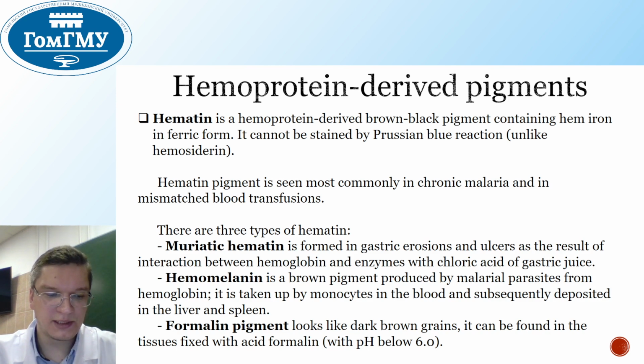There are three types of hematin: muriatic hematin, which is formed in gastric erosions and ulcers as a result of interaction between hemoglobin and enzymes with hydrochloric acid of gastric juice; hemomelanin, which is a brown pigment produced by malarial parasites from hemoglobin. It is taken up by monocytes in the blood and subsequently deposited in the liver and spleen; and formalin pigment, which looks like dark brown grains. It can be found in tissues fixed with acid formalin, with pH below 6.